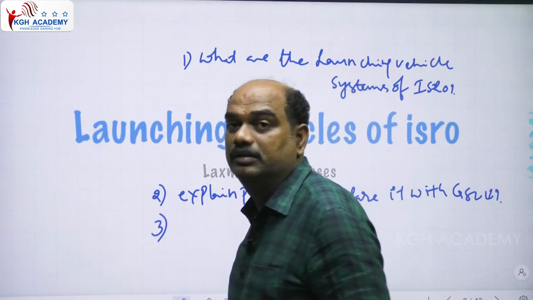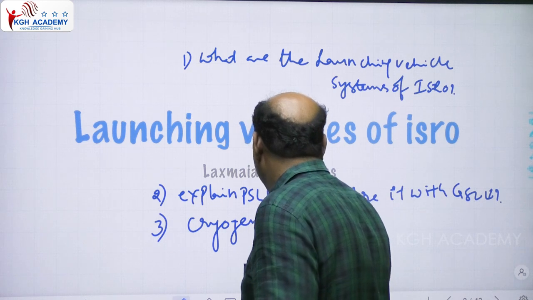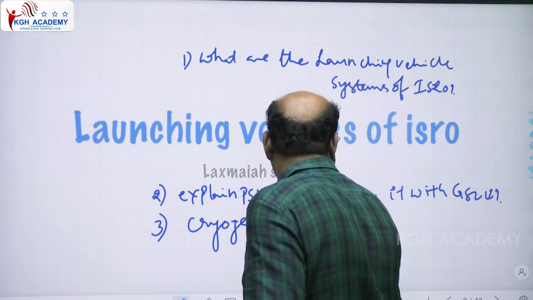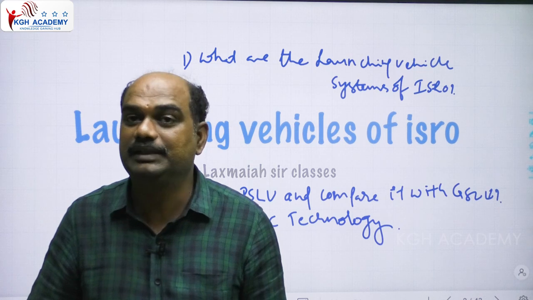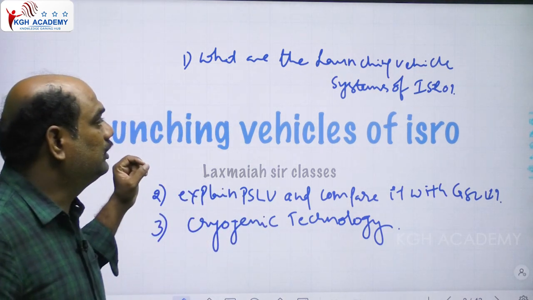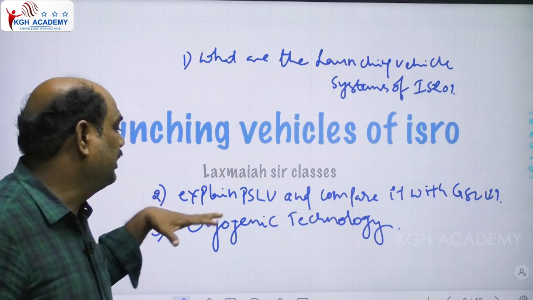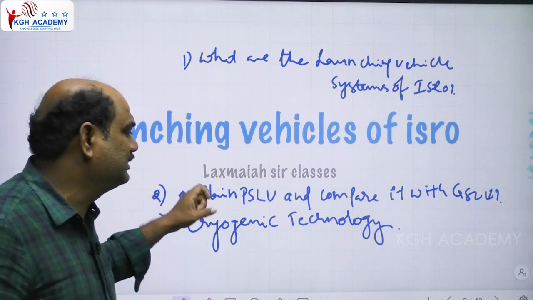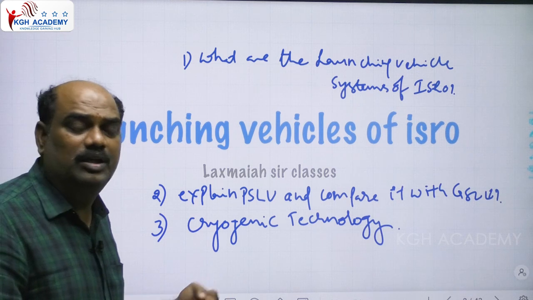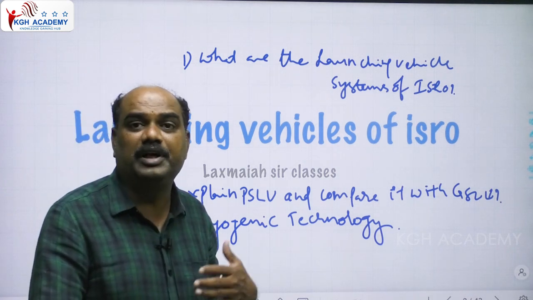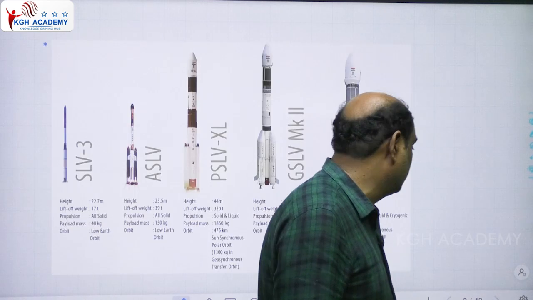Number three, the third question that can be expected is cryogenic technology. These are the various topics which we are going to discuss in this segment. Number one, launching vehicle systems of ISRO from SLV to GSLV and the comparative study. Number two, PSLV: what is PSLV, explain it, and compare it with reference to the GSLV. Number three, what is cryogenic technology, and mention the importance of cryogenic technology in the GSLV. So these are the three expected topics from this question.